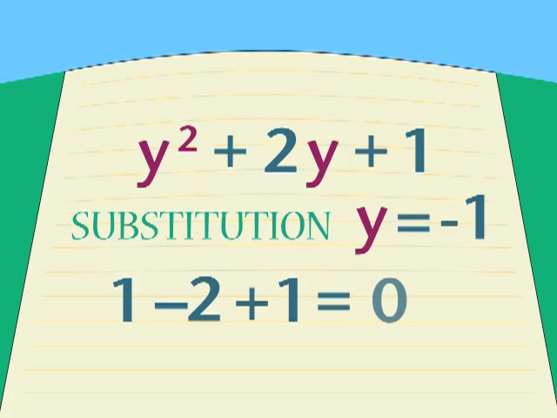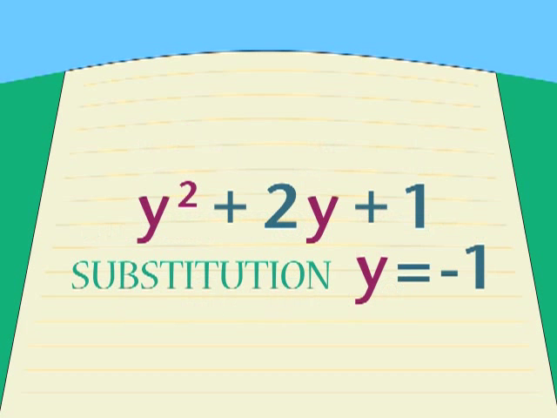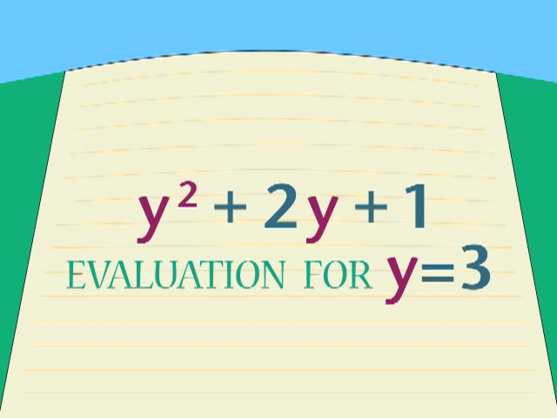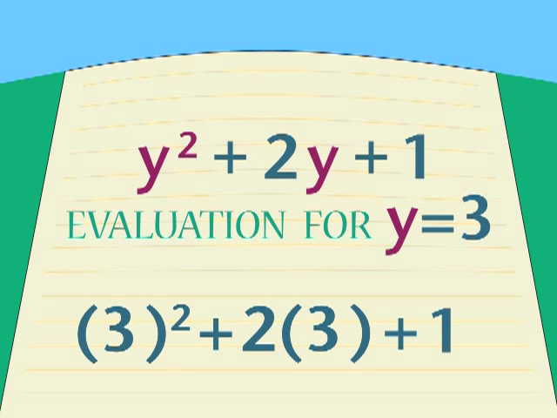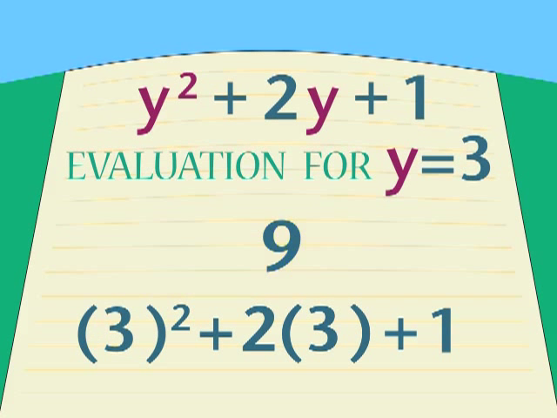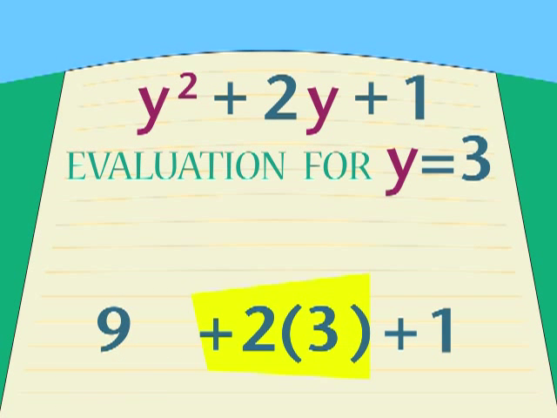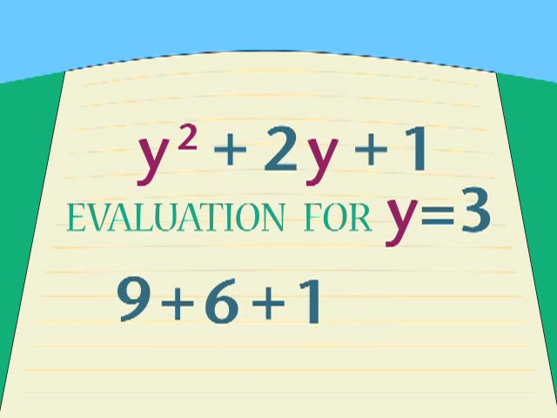That value for y was arbitrary. If we chose another value, it gives us a different problem entirely, with a different answer. Now y is 3. So y squared is 3 squared, or 9. 2y is 2 times 3, or 6, and our answer for this substitution is 16.